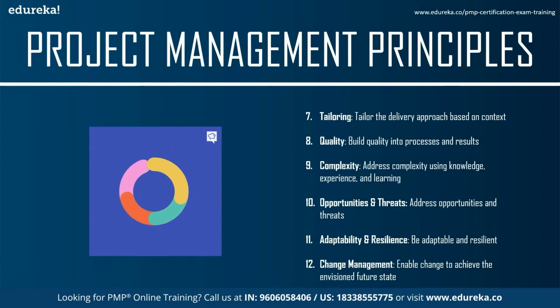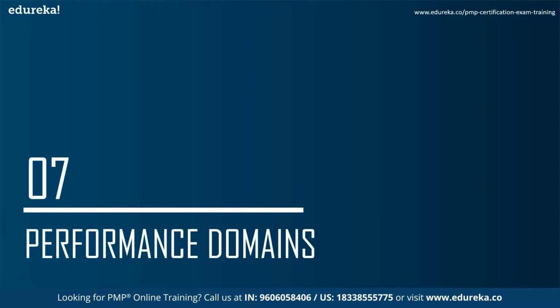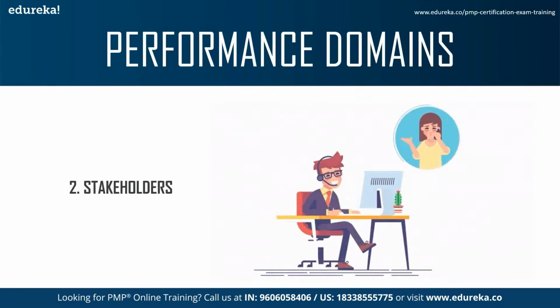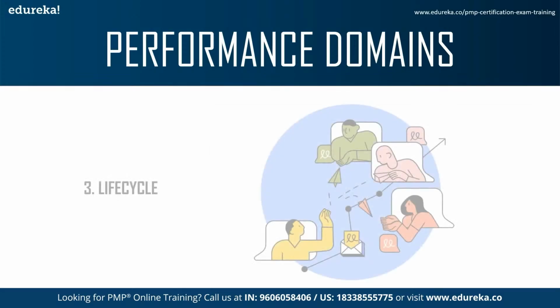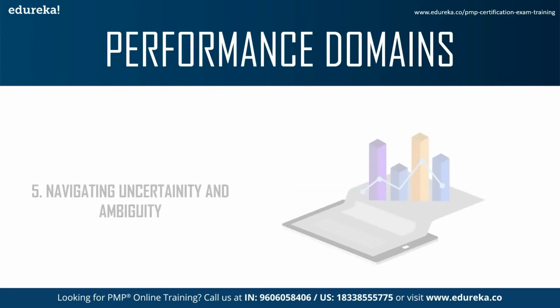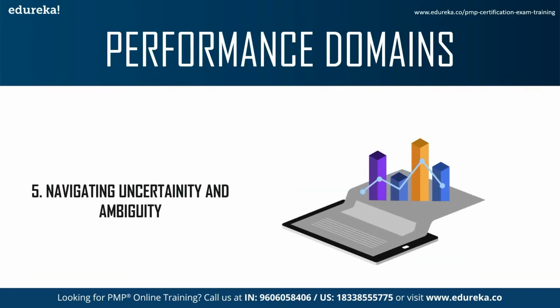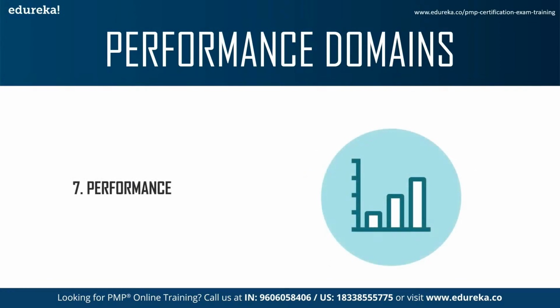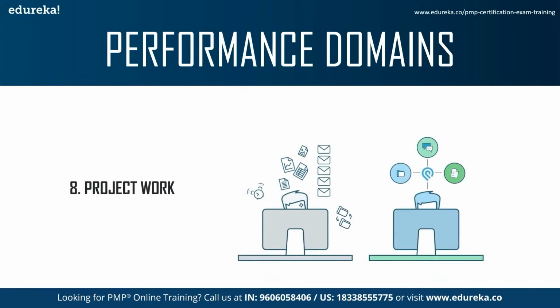Now that we have discussed the 12 main principles in project management, let's move ahead and check out the performance domains in project management. The first performance domain is team. The second one is stakeholders. Third one is the project lifecycle itself. The fourth one is planning. The fifth one is navigating uncertainty and ambiguity. The sixth one is delivery. The seventh one is performance. And the last one is project work. So these are all the roles and factors that contribute to the project success.